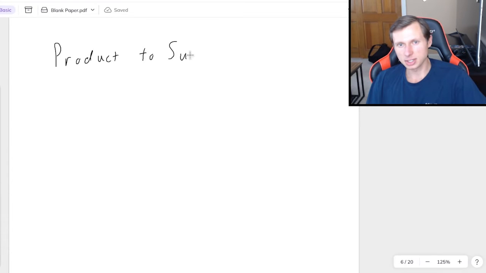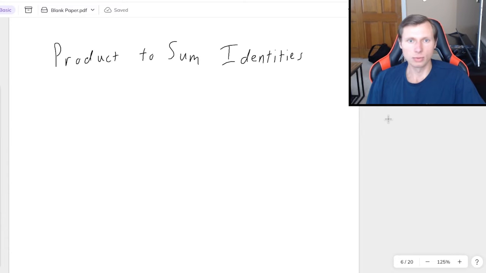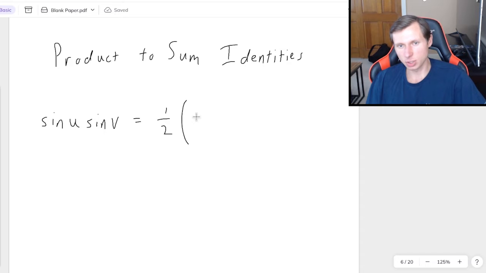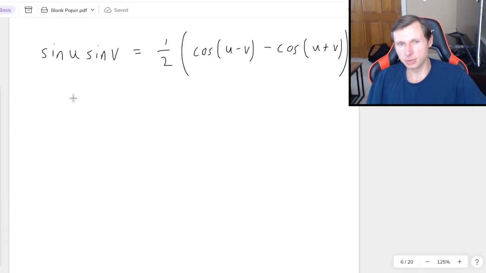Next is the product to sum identities. Remember, product means multiplication and sum means addition, so we're turning multiplication into addition. For instance, if I have sine u times sine v, that is going to equal 1/2 times the quantity cosine of u minus v minus cosine of u plus v. So that's what it is for sine.